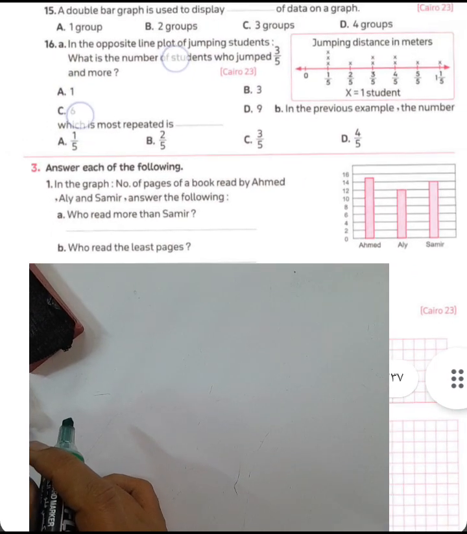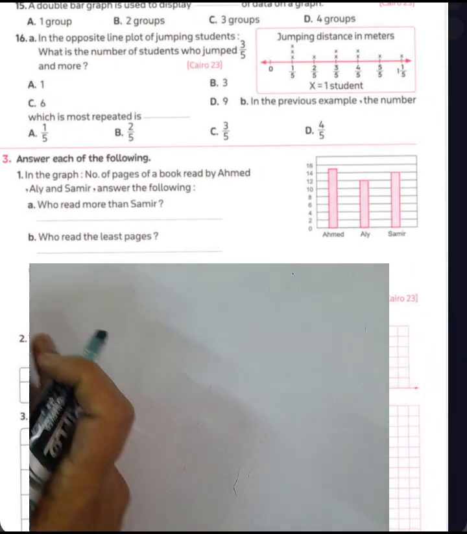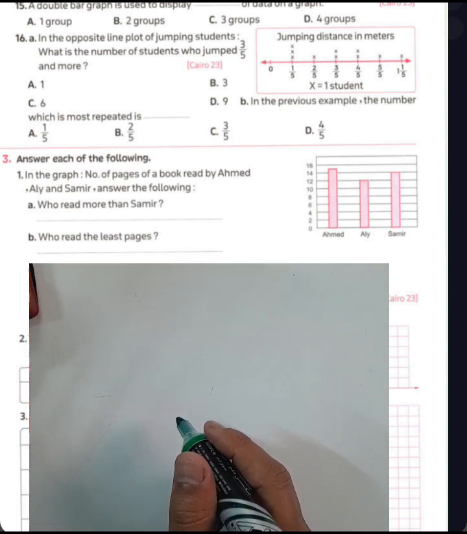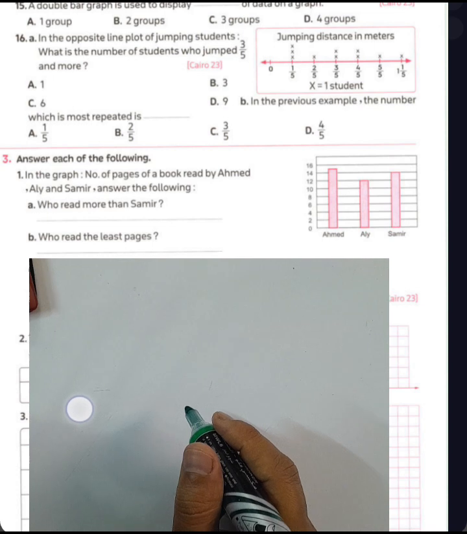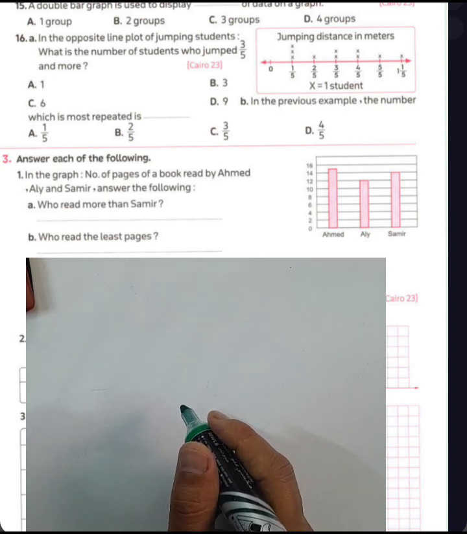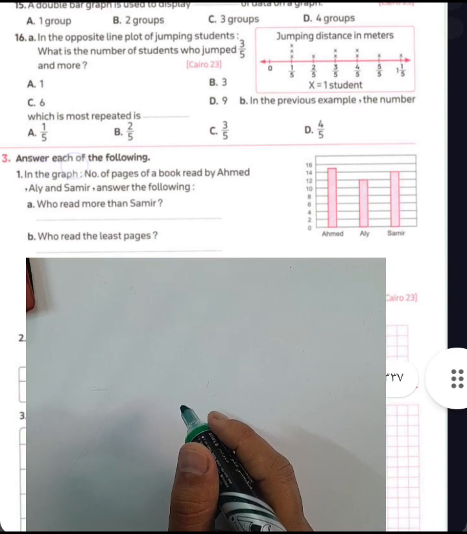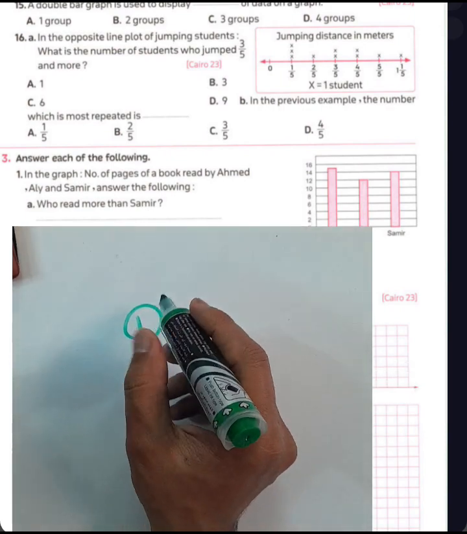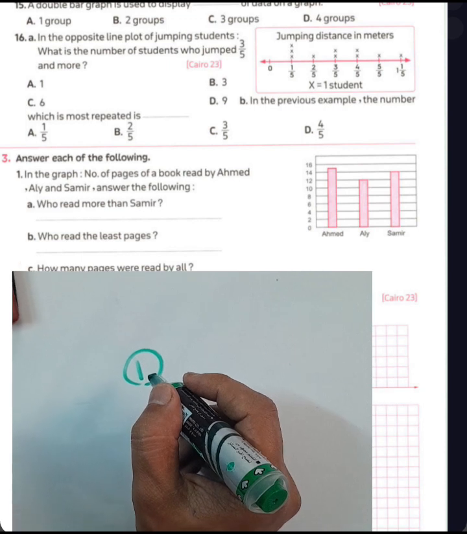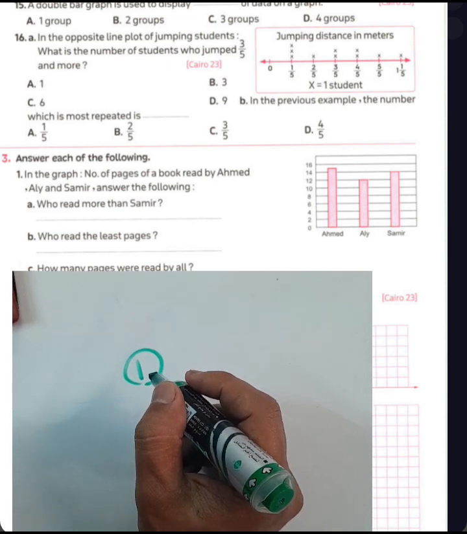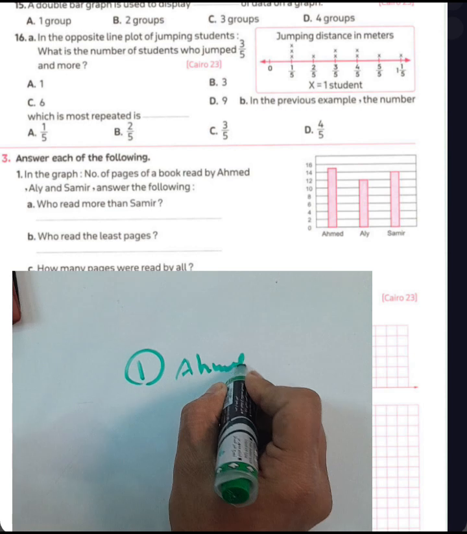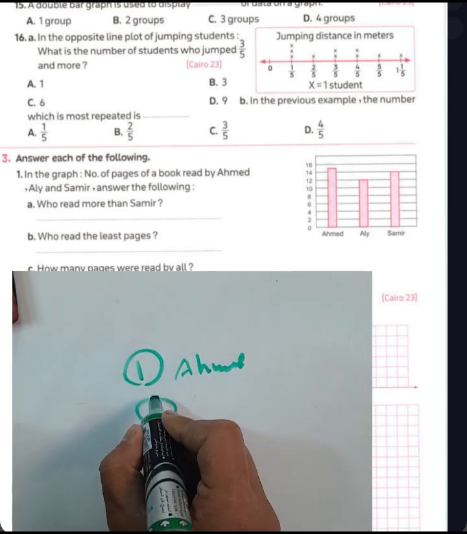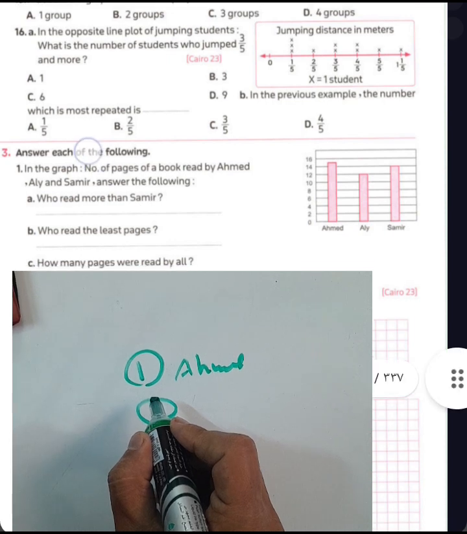Question number 3, answer the following. In the graph, the number of books read by Ahmed, Ali and Samir. Who read more than Samir? Question number 1, we can write Ahmed, because Ahmed is greater than Samir. Question letter B. Who read the least pages? Ali.